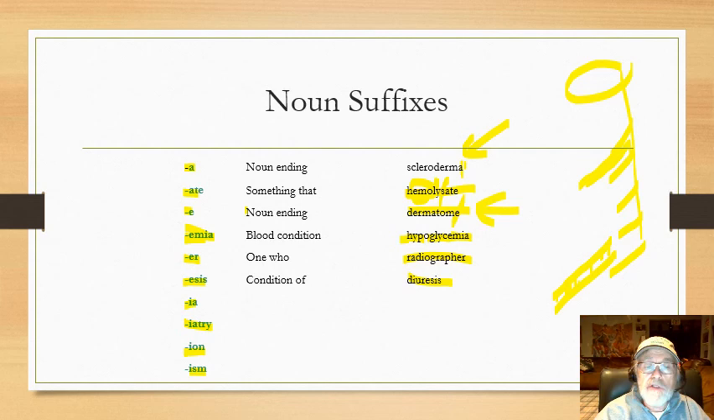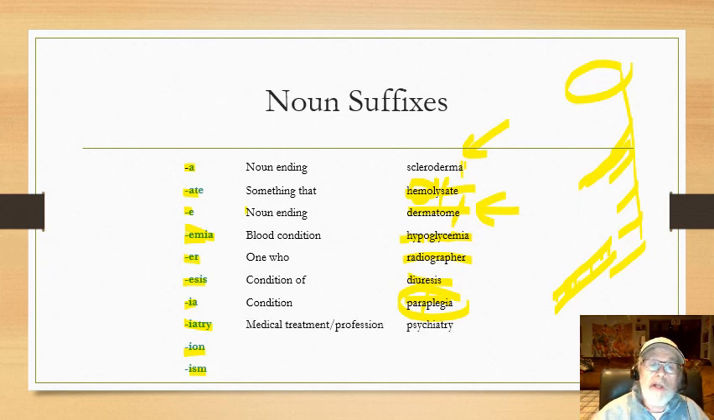So -esis means a condition of something, okay? -ia is also a condition, paraplegia. So in other words, para would be either upper or lower extremity, and then -plegia means paralysis, -ia means a condition of. So basically -ia means a condition of something. -iatry, medical treatment or profession, psychiatry, piece of cake.